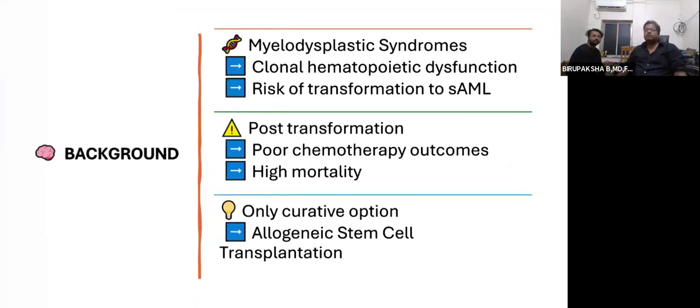So this is the background I have already said about MDS, and it goes on to become AML. Post-transformation, we have very high mortality. Once it goes to AML, acute myeloid leukemia, it's got a very high preponderance of having a big time mortality. So as of now, we have allogeneic stem cell transplant. We have better options in the US, the UK, and the Western countries, but that's still under process.